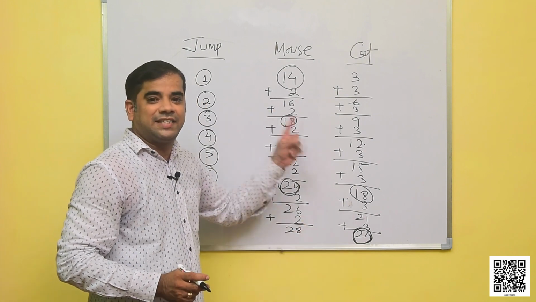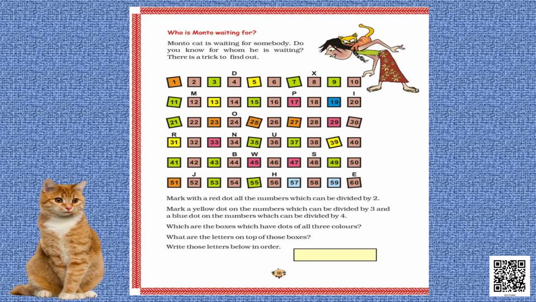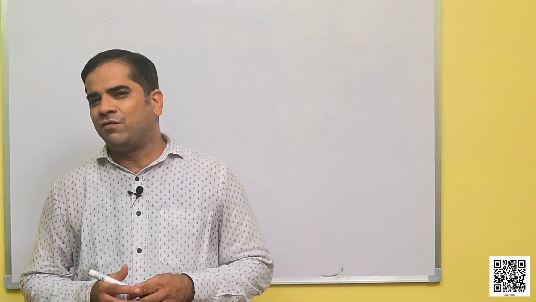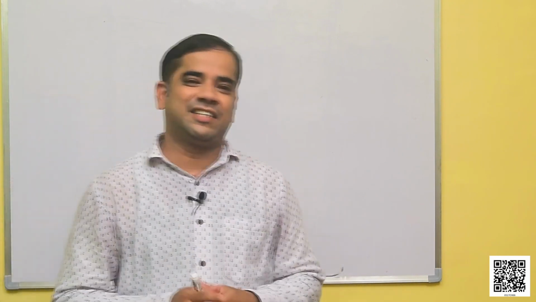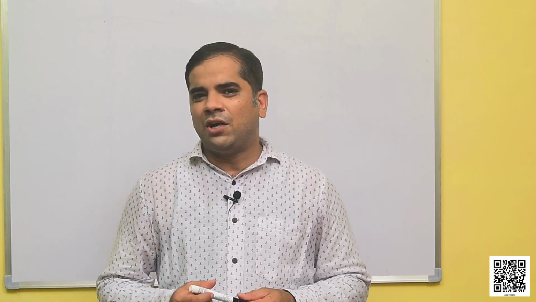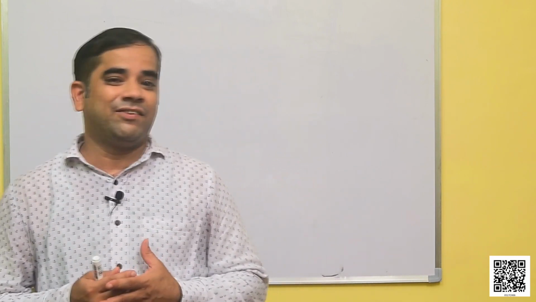So, students, the next story is, who is Monto waiting for? Monto, who is it? Monto is a cat. So, what is it waiting for? I hope for a mouse, isn't it? Let's check. So, you have a group of numbers, colored in different colors. So, what we need to do, you can do it with me, okay?